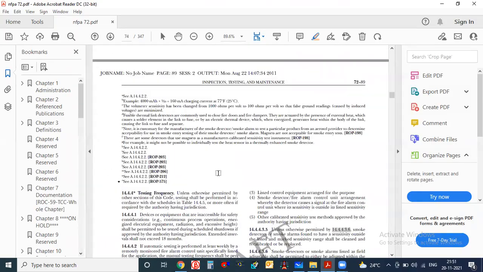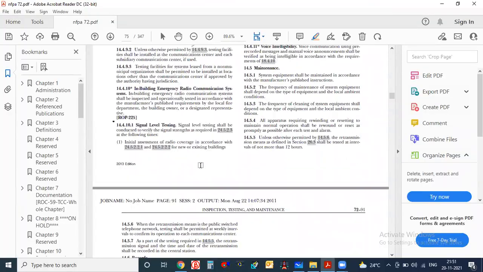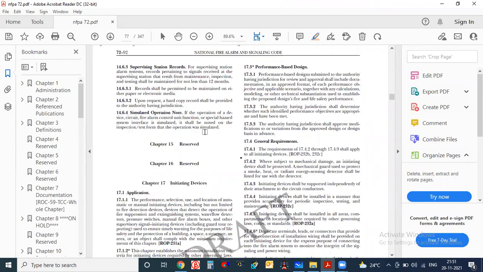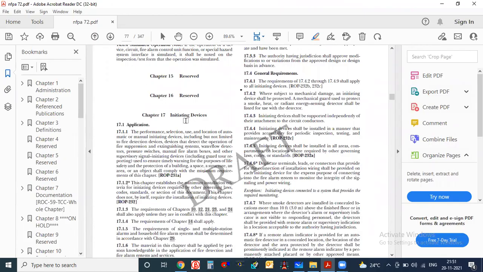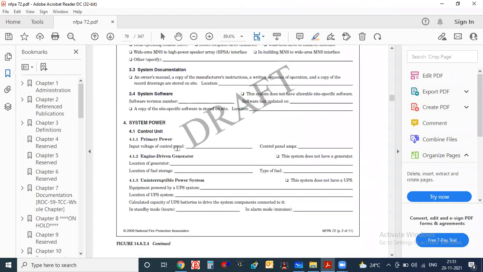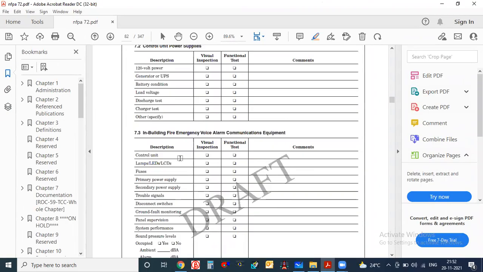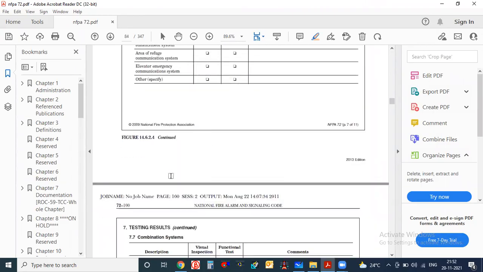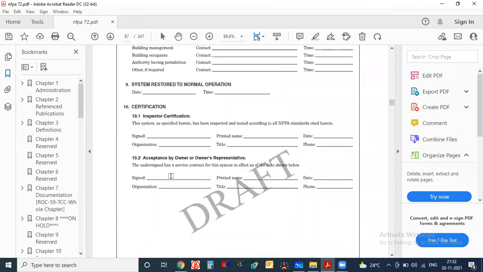And then next, okay, this same chapter is going on inspection, testing and maintenance. And here initiating devices. I think from this chapter they will be talking about different initiating devices. Let us try to find any important thing if we come across. Here they have given, okay, this thing is not required, you can leave this.